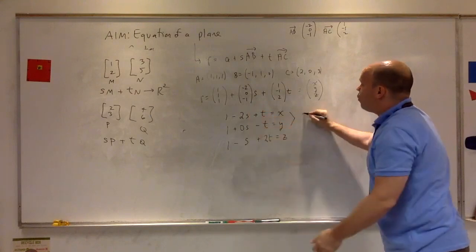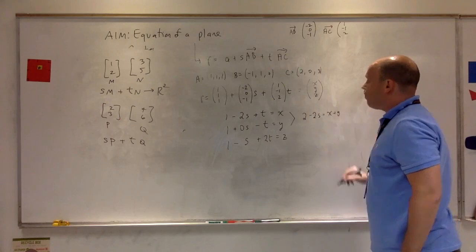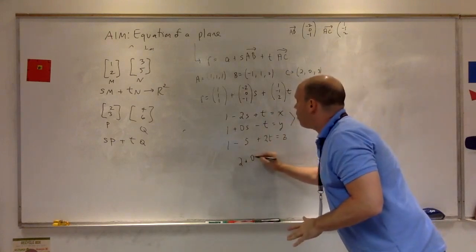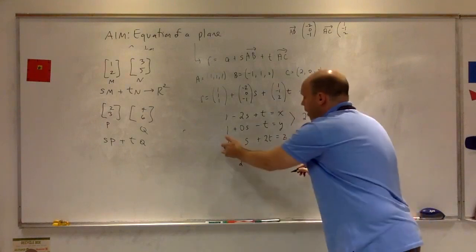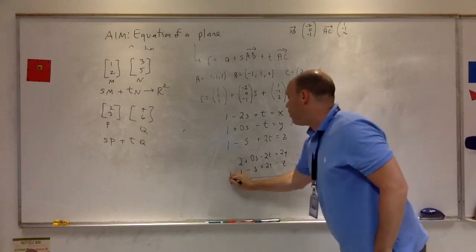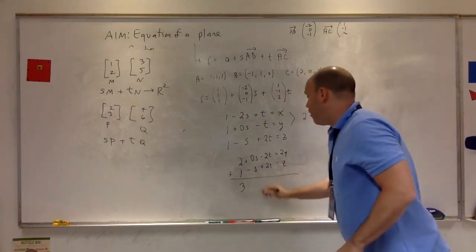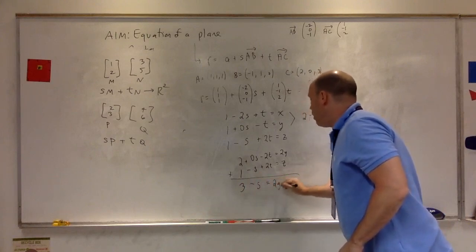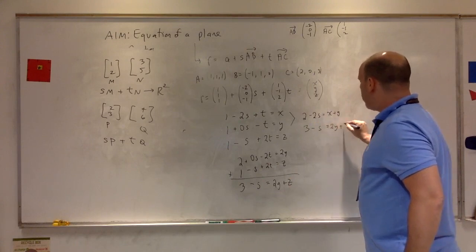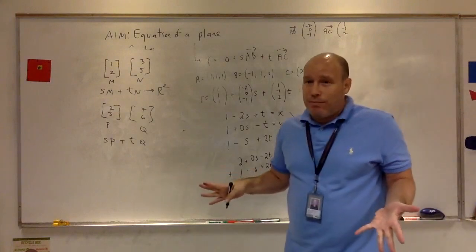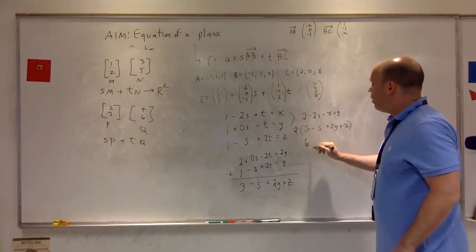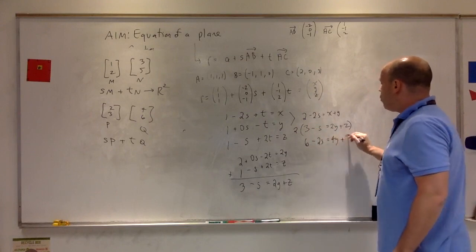So first, let's eliminate the t. We can add the first two together, and we get 2 - 2s = x + y. Now I need to eliminate the t again, so I'm going to multiply the second equation by 2. So let's rewrite this: 2 + 0s - 2t = 2y. And the third equation stays the same: 1 - s + 2t = z. Add them together, and I have 3 - s = 2y + z. Let's write that over here: 3 - s = 2y + z. Now I want to get rid of my s's. Well, that's easy. First, let's multiply this equation by 2, so we have 6 - 2s = 4y + 2z.